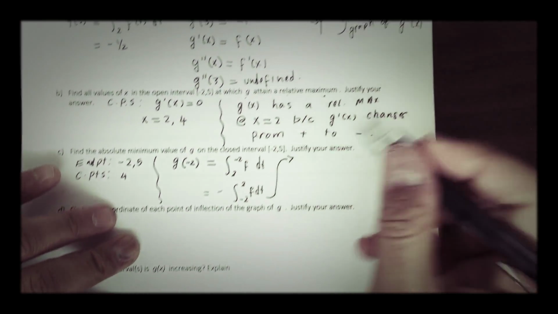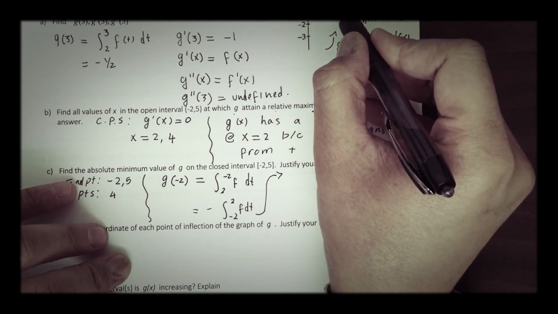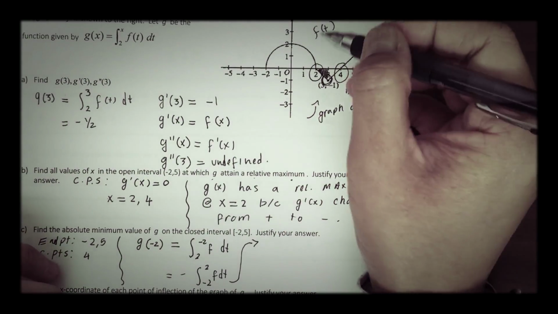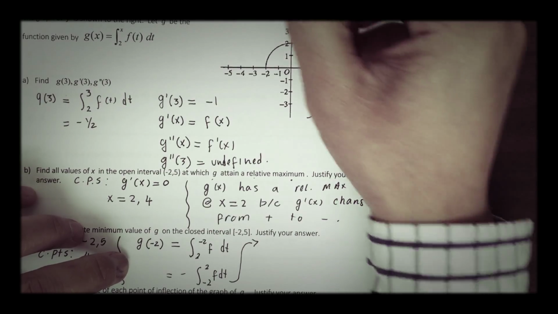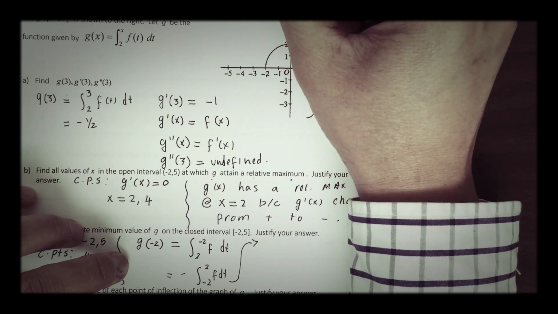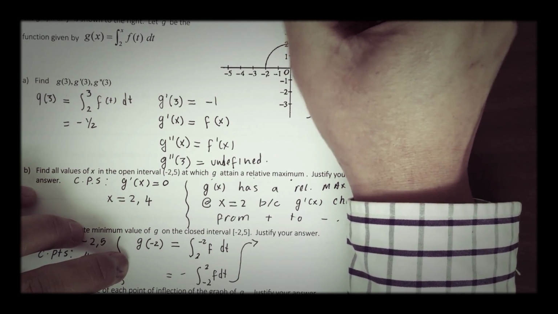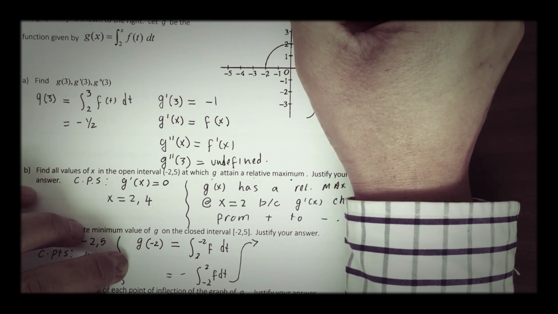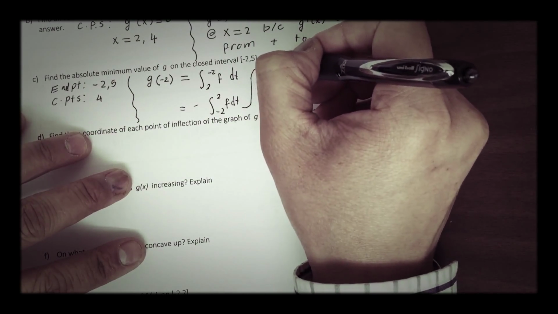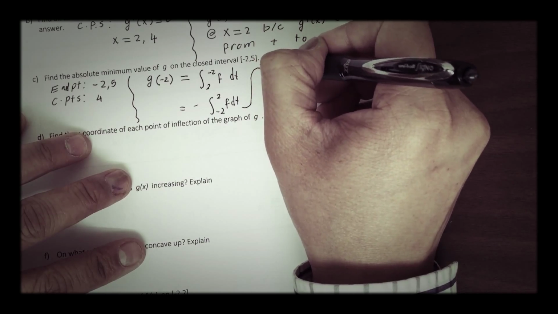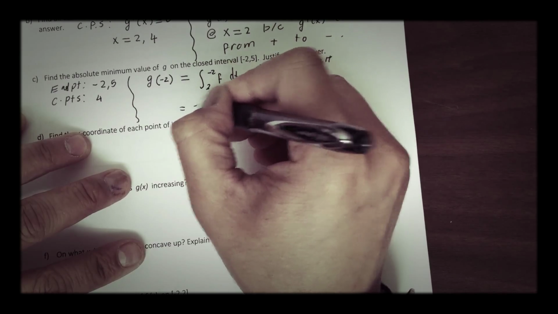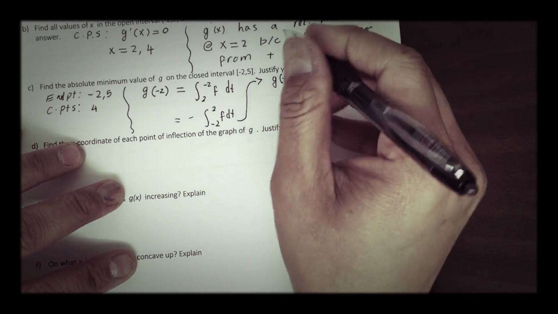Let's see what this equals. From -2 to 2, which is a semicircle, the area of the semicircle is half the area of the whole circle. The whole circle is pi r squared, so 4 pi. So the area of half a circle is 2 pi. So g of -2 equals 2 pi, because that's half a circle. But there's a minus sign in front, so it makes it -2 pi.